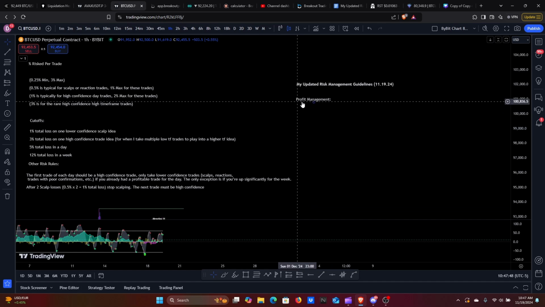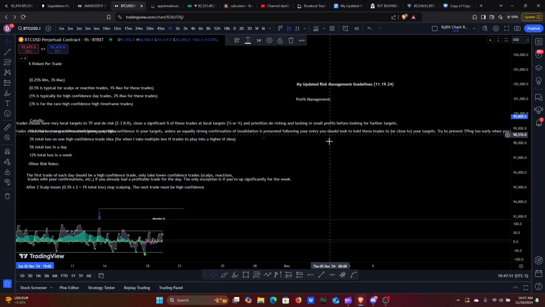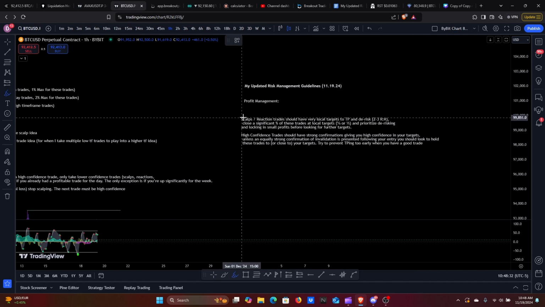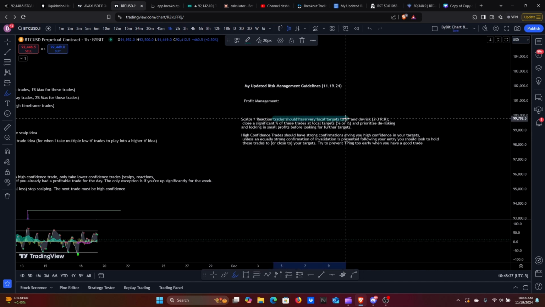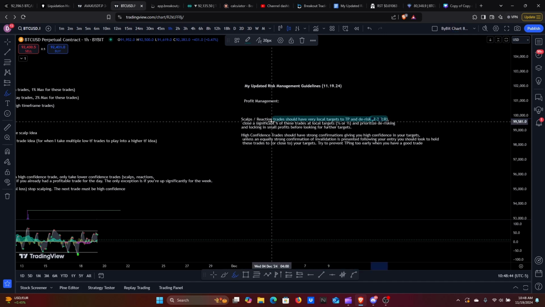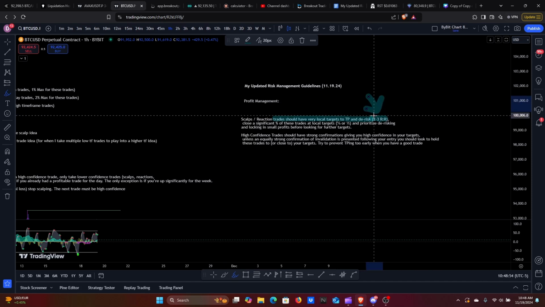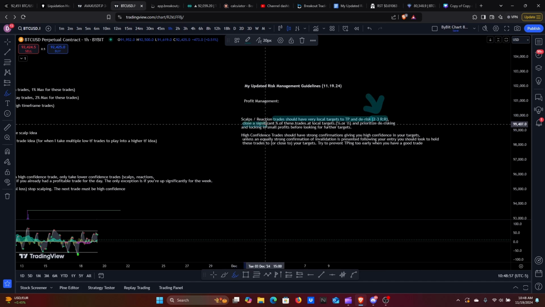And finally, my profit management rules. This is just as important as my risk management rules, I feel. So first, for scalps or reaction trades, these trades should have very local targets to TP and de-risk. Typically, I aim for a 2 to 3 risk reward. If I'm taking a reaction trade or a scalp trade, typically I have a very small stop loss. So I could get stopped out very quickly, or I could hit my targets very quickly at a pretty good risk reward. And my goal is to close a significant percent of these trades at very local targets.